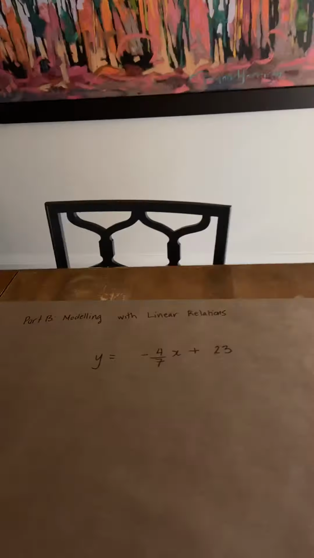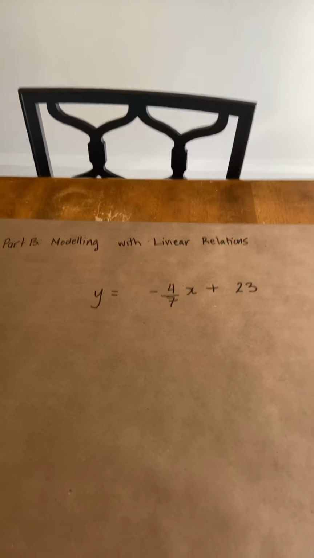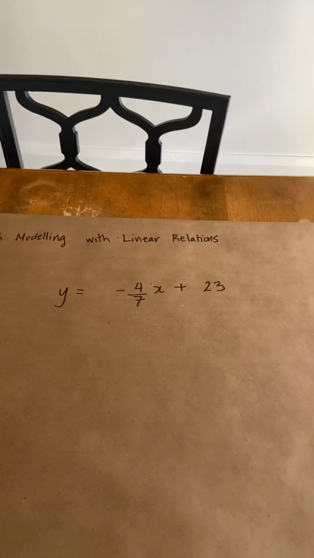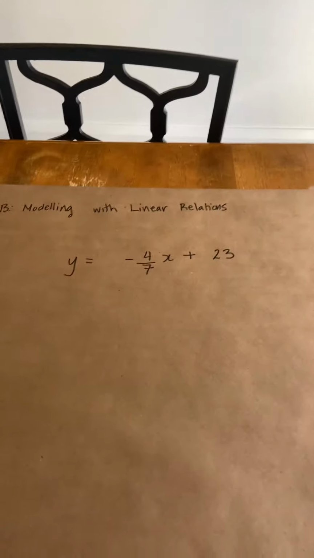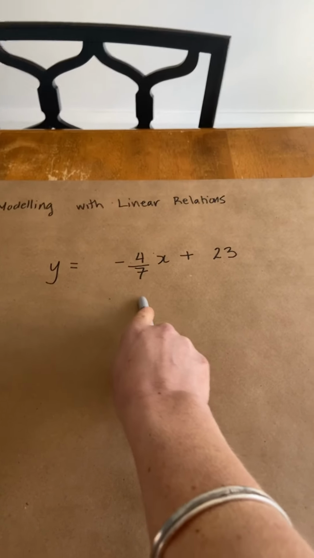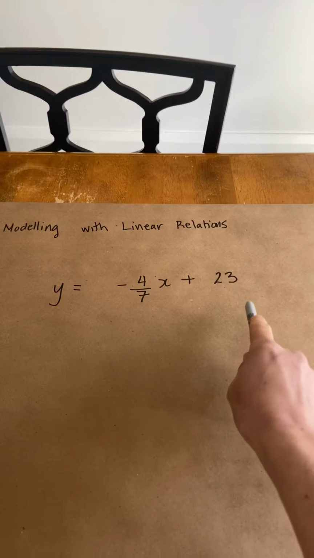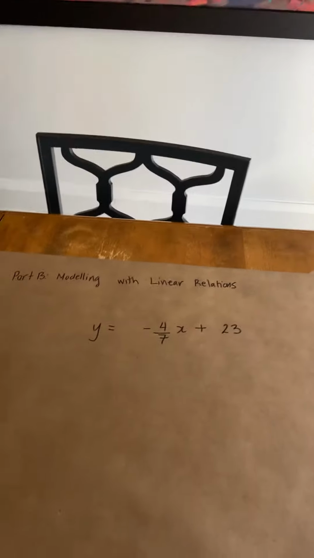Don't forget, I posted an assignment and it's due later this week, and I think this video will help you with that. So I have this question where I want to graph the equation y is equal to minus 4 over 7x plus 23. And remember that the part with the x, that's the rate of change or the slope, and the part that does not have an x, that is the y-intercept or the initial value.